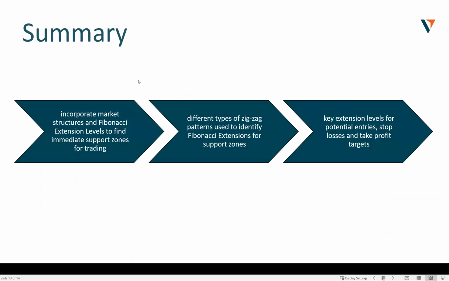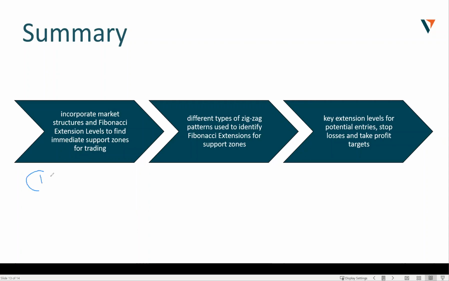Okay, so this is a summary of what we've covered so far. For today, we are focusing mainly on using Fibonacci extension to find support. In next week's session, we will be continuing with the series, taking a look at more examples and also how we can combine them with Fibonacci retracements. In this example, we saw how we can combine market structures and Fibonacci extension to find support zones. We went through 3 steps as to how we can identify them.